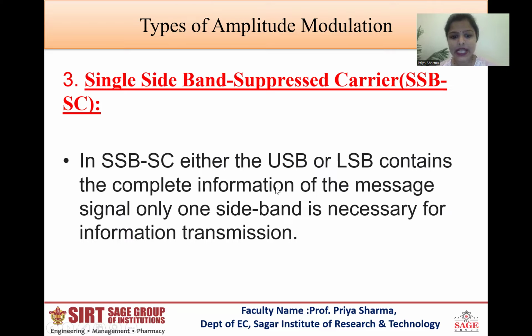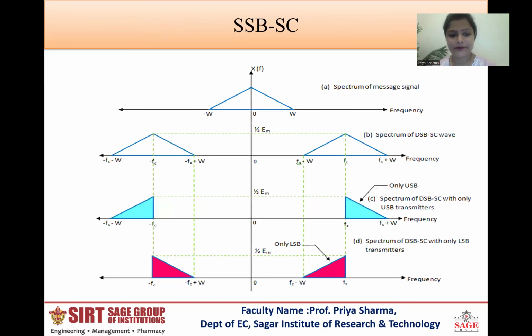In SSB-SC, either the upper sideband or the lower sideband contains the complete information of the message signal, and only one sideband is necessary for information transmission. This is how the waveform looks. This is the spectrum of a message signal. This is the spectrum of double sideband with suppressed carrier. The carrier is not present over here. Okay? Only two sidebands are. So these two are the frequency spectrum waveforms of the SSB. Either only the upper sideband or only the lower sideband is transmitted.